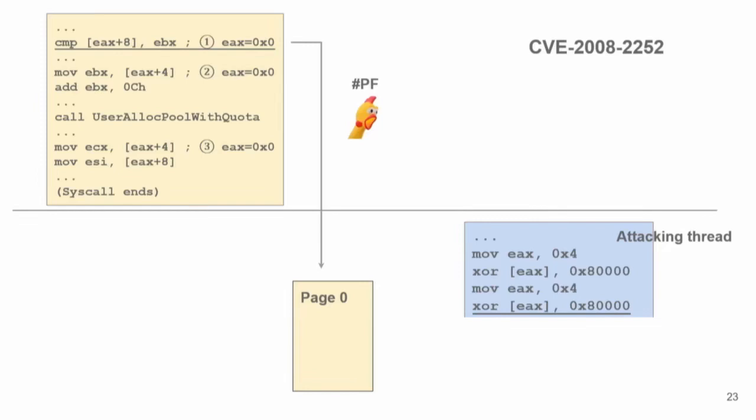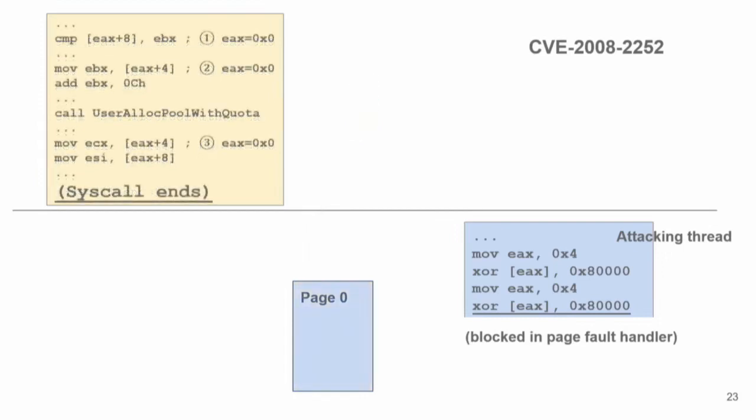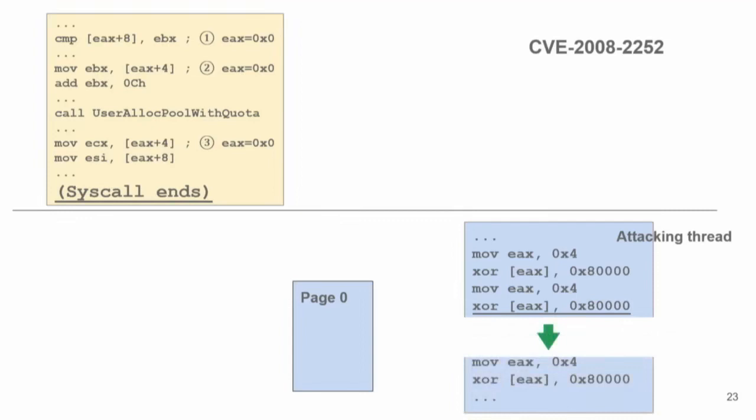So in our POC code, we have an attacking thread looping there, trying to modify the data, and it will be blocked in the page fault handler until the current syscall ends and damages the page. So at this time, the attacking thread can run, but it's already too late. We already protected that part of the vulnerable code.